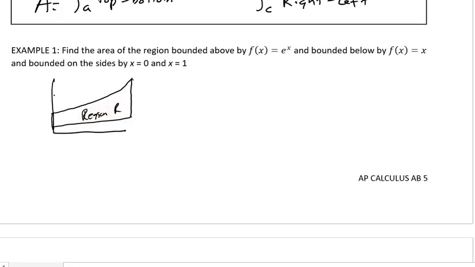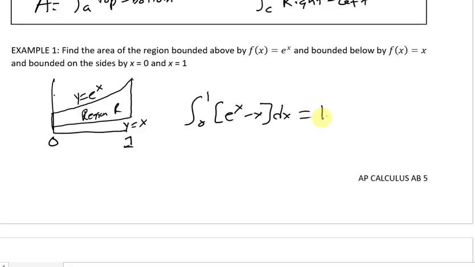So we said this is y equals e to the x, this is y equals x, and this is 0 to 1. So we'd simply make an integral from 0 to 1 of e to the x minus x dx. If we calculate that with our calculator, we get 1.218.